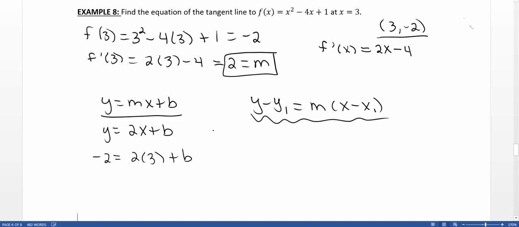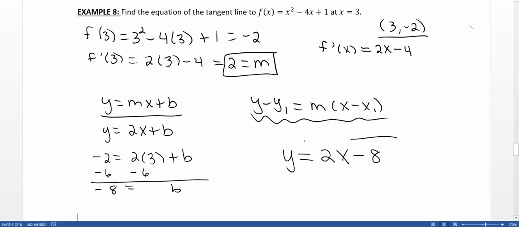That leaves me with just a b, and everything else is a number. So 2 times 3 is 6. I'm going to subtract 6 from both sides, and that tells me that b equals negative 8. Once I know what b is, I can put everything together to get the final equation of my line. My slope was 2, so I have y equals 2x minus 8. That's the equation of my tangent line at this point. So again, this is at the point 3 comma negative 2, and the equation of the tangent line is y equals 2x minus 8.